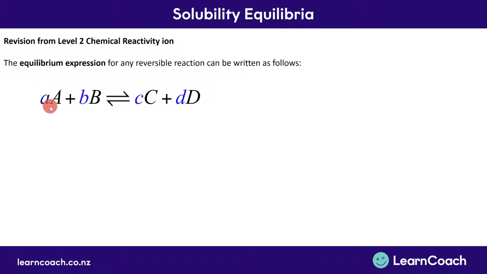You've got the reactants A and B, and the products C and D. However, this reaction can occur in both directions. A and B form C and D, but C and D also form A and B. You can always tell when you have an equilibrium expression because of the presence of the double-headed arrows.